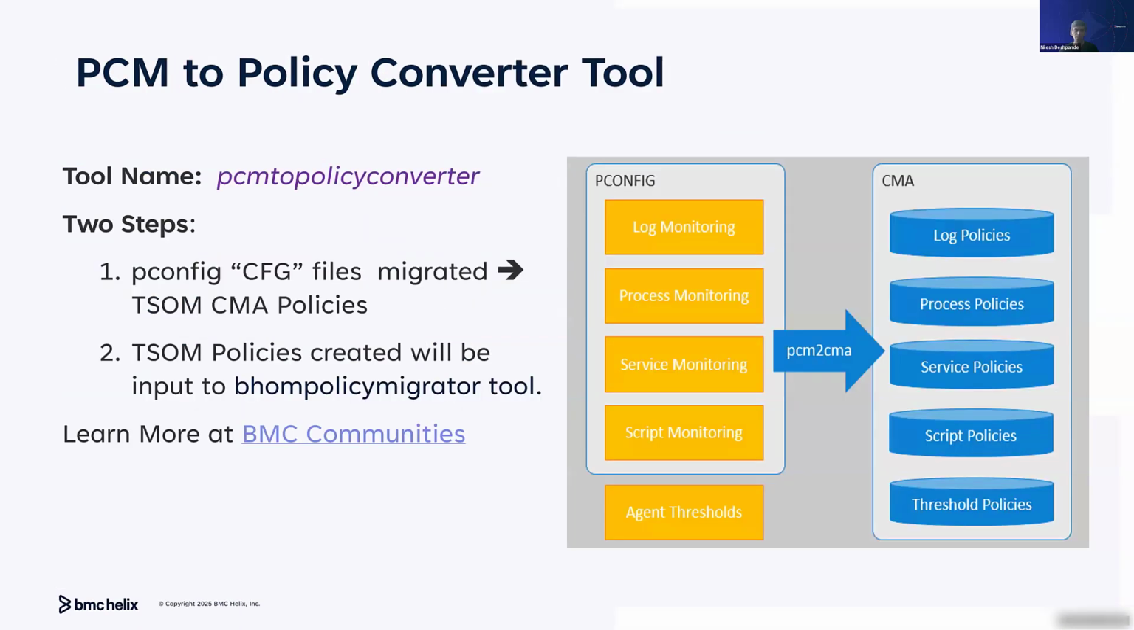The first one is the PCM to policy conversion tool. In this, we have these configuration files, the log monitoring, the process monitoring, or the service monitoring. Those configuration files, along with the agent tool, can get converted into the flat files for the CMA policies, and then the TSOM policies created with this can be fed to the BHOM policy migration tool, and it will be converted into the Helix BHOM policy.